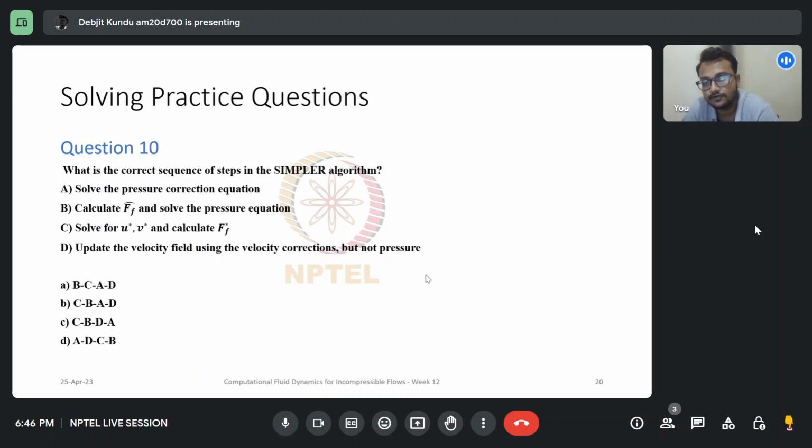So these are the 4 steps A, B, C, and D, and then there are also 4 options given below containing different sequences. You have to pick out the correct sequence of steps. So the 4 options are option A, BCAD, option B, CBAD, option C, CBDA, and option D, ADCB.